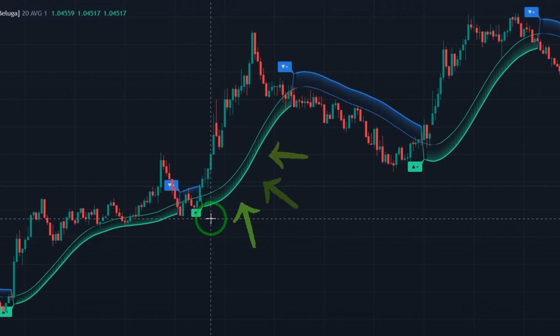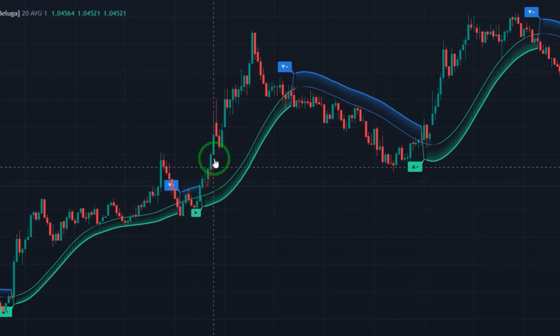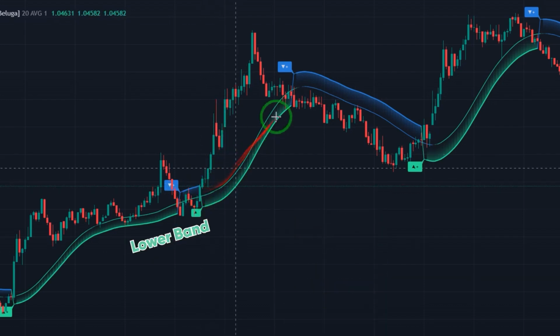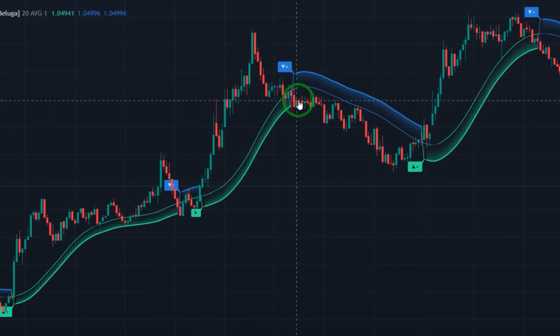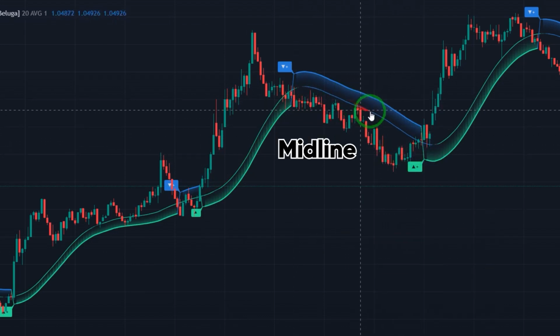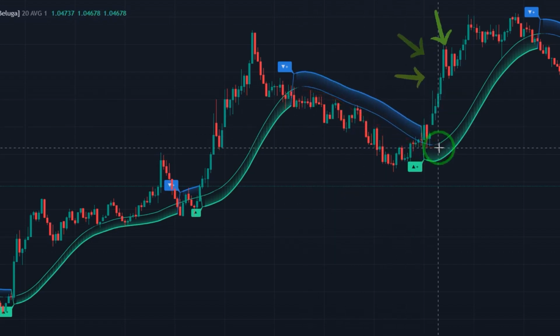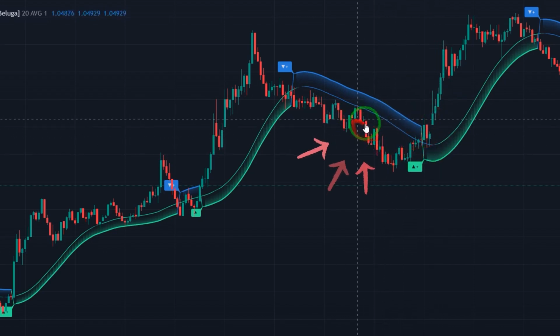This indicator adds 3 lines to your chart. Upper band: if the price crosses this line, it indicates that the uptrend may continue. Lower band: if the price falls below this line, it indicates that a downtrend may begin. Midline: a sort of guide that shows you the current price situation. Above this line indicates a positive trend, while below it indicates a negative trend.